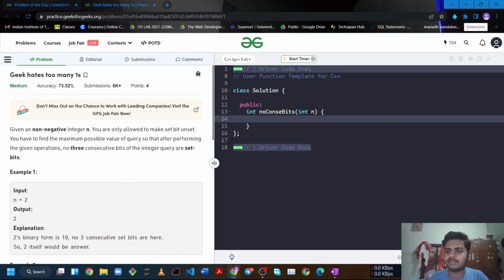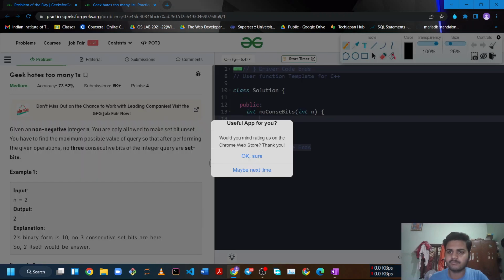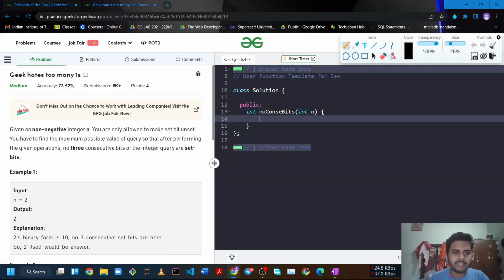Okay, so let me take an example. For example, the first case is two. What is the binary representation of two? It is 1 0. Here we can clearly see that there are no three consecutive ones, so its simple answer is two.